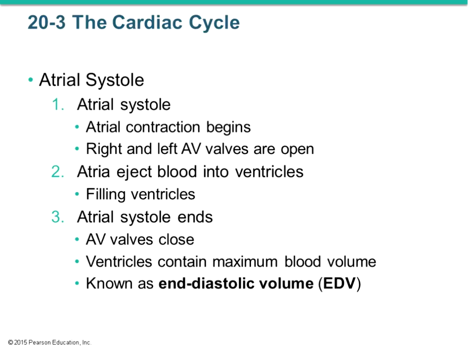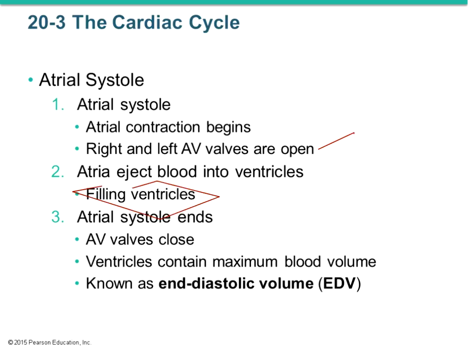All right, so the first thing is atrial systole, of course. This is when the atria are contracting. So during atrial systole, atrial contraction begins, and those right and left AV valves are open. We already said they were open because they were passively filling. So once the atria contract, they're going to eject the rest of the blood into the ventricles, and that's going to fill the ventricles.